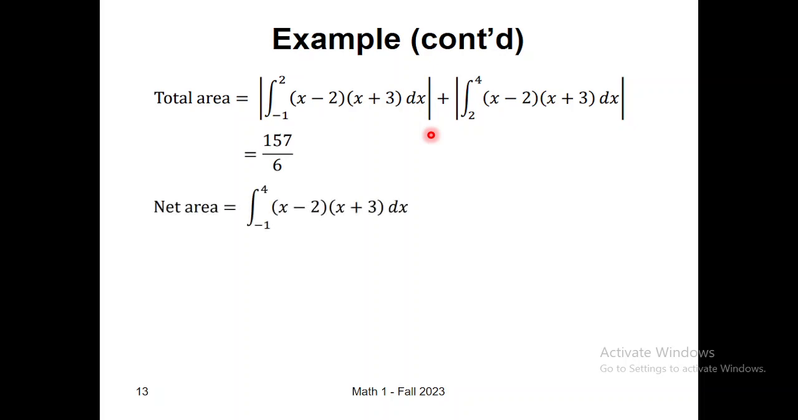For the net area, it is very simple. You integrate over the whole interval from -1 up to 4, a single integral, and then get the result. In this case, it will be negative. It is clear that it is negative. Why is it negative? Because the area below the x-axis is greater than the area above the x-axis.